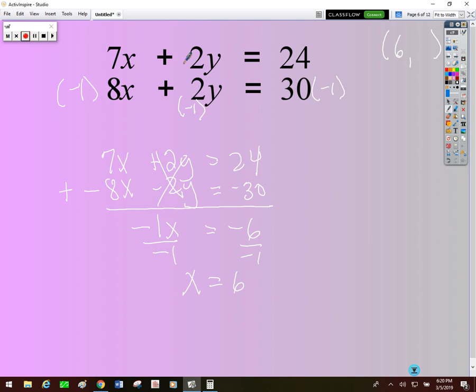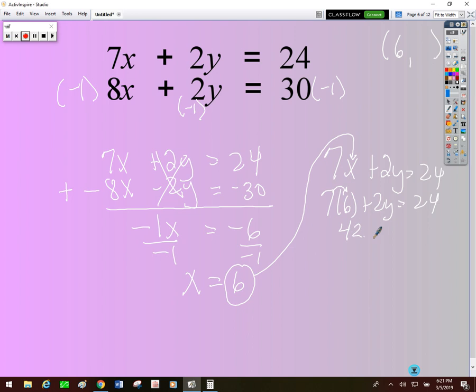Well, again, it does not matter which one you choose. Just choose one and go with it. So we're just going to use that top one. Since the value of x is 6, we're going to plug it in right there. So 7 times 6 plus 2y equals 24. So I've substituted in. Now 7 times 6, if I distribute here, is 42 plus 2y is 24.